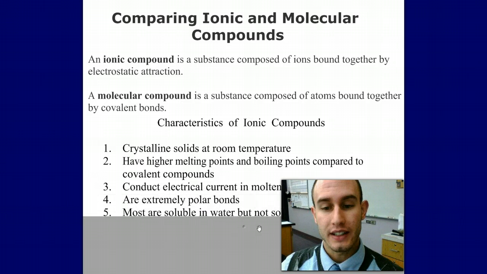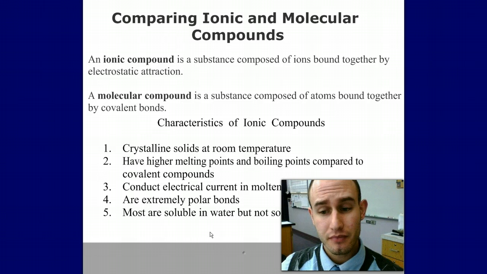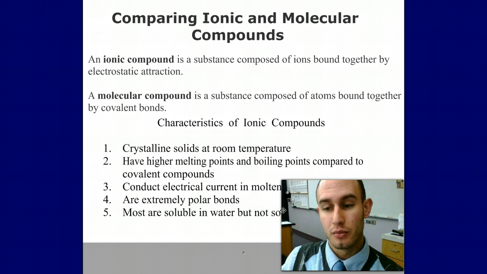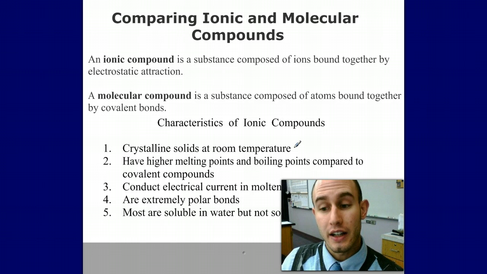Also, if you would like to pause the video to get down the characteristics of ionic compounds. Basically, you need to know that ionic compounds are crystalline solids at room temperature. And to be completely honest, for the most part, so are molecular compounds as well. So molecular compounds are solids at room temperature. They have a higher melting point and boiling point when compared to covalent compounds. Covalent compounds here are your molecular compounds.